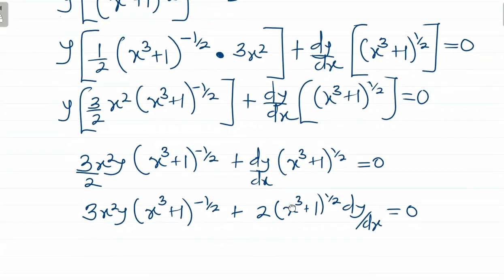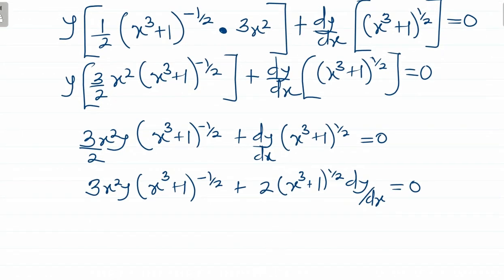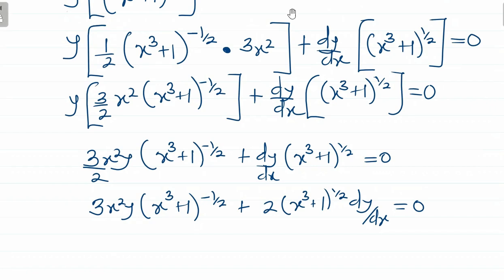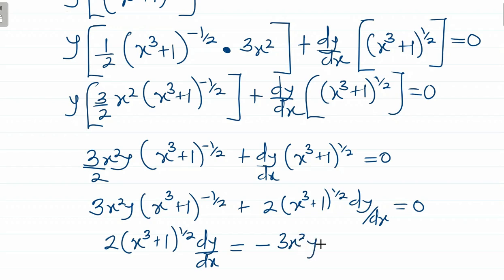And at this point, we can see that we have to transpose this, that is 3x squared y, to the left hand side so that it meets the solution for the question. So here we have 2 into bracket x cubed plus 1 exponent of half dy/dx, which is equal to, so when we transpose this to the left hand side, it gives us minus 3x squared y multiplied by x cubed plus 1 exponent of negative half.